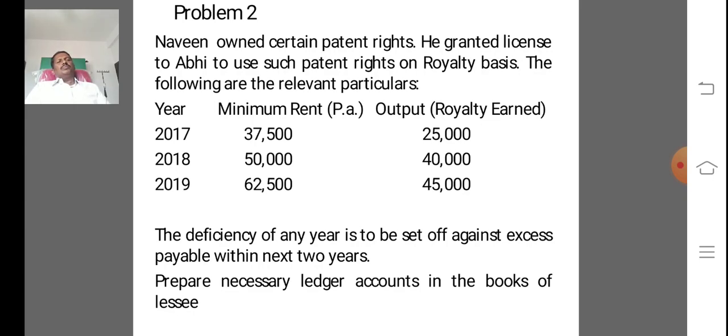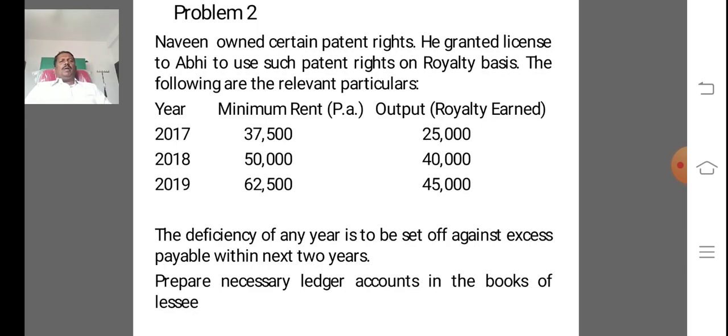Output, finally royalty earned 25,000, 40,000 and 45,000. The deficiency of any year is to be set off against excess payable within next 2 years. The question is, prepare necessary ledger accounts in the books of lessee.